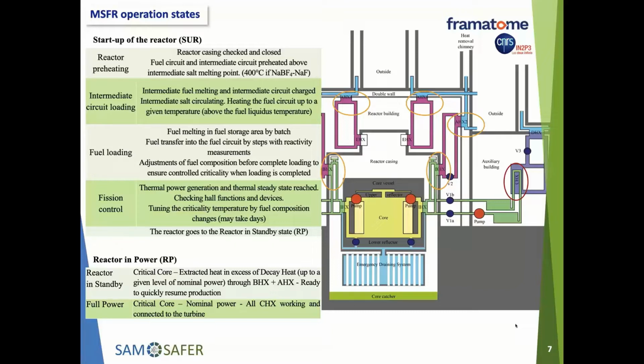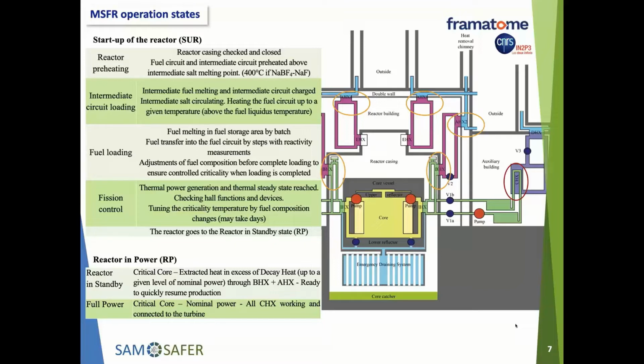And then the salt is put in circulation. We start the, let's say, steam generator or equivalent, which are in red on the figure, the CHX. They are connected to the turbine, and then we have nominal power production. We can define another substate, which is maybe power production at a reduced level.